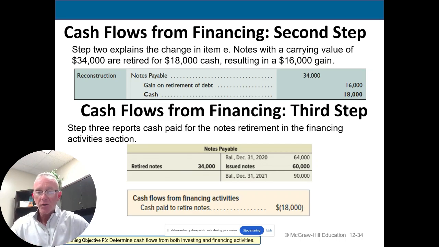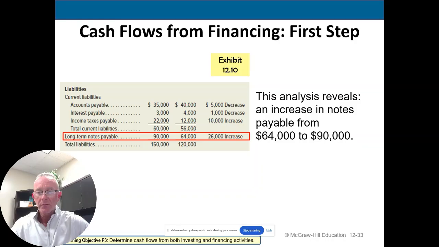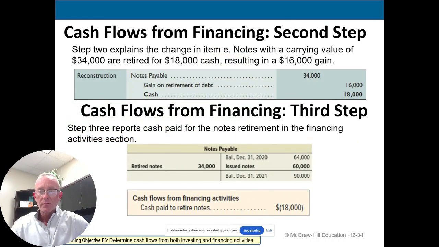So if I started with 64 and I took out the 34 is what I had as a retired note, that would give me my gain, and my cash. This would let me back into $18,000 in cash if they didn't give it to me. So that's how much cash I actually paid to retire the notes. So that's the cash flow from financing activities is $18,000.